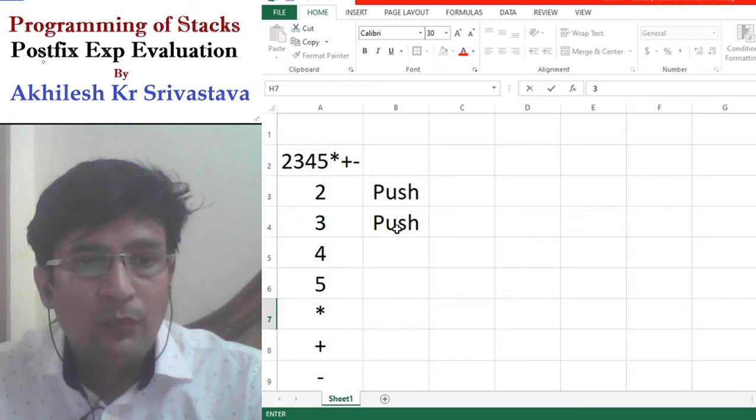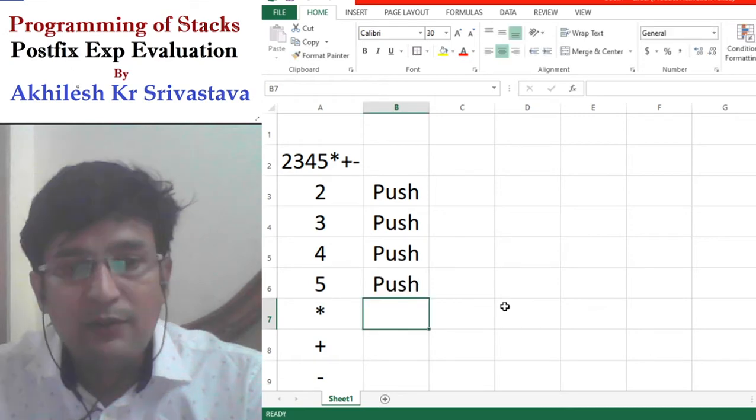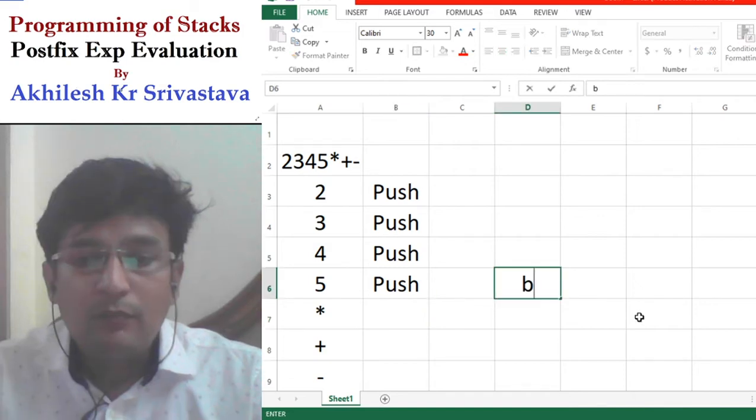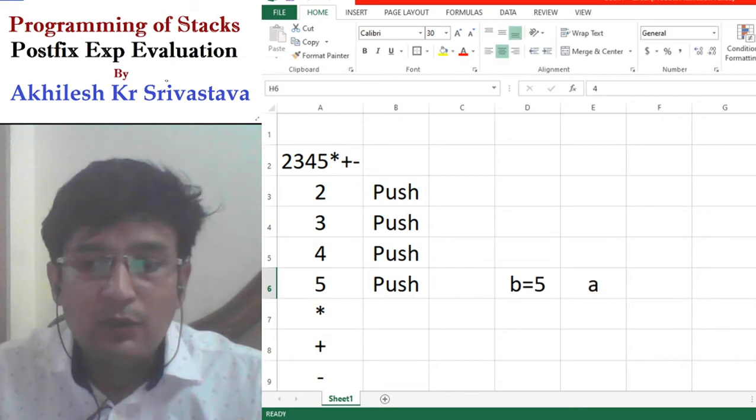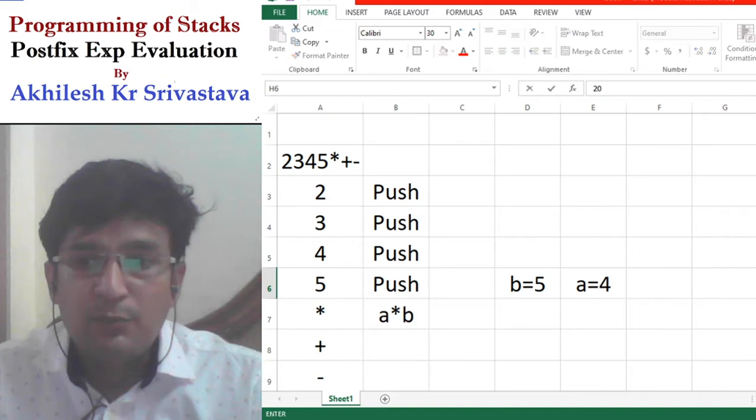Multiplication is the operator, and in this case, we will pop the stack 2 times. The first popped item is taken in B, that is 5. The next popped item is taken in A, so the next popped item will be 4. So 4 is taken in A. Now apply the operation A multiplied with B. So 4 multiplied with 5 is 20, and 20 is pushed on the stack.